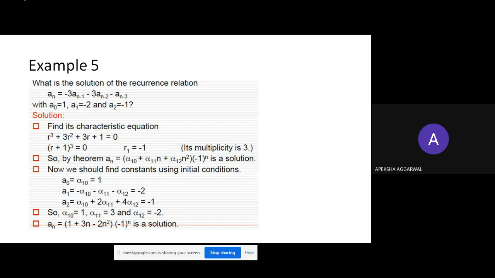Here you have three variables: n minus 1, n minus 2, n minus 3. But only one solution you are having. So in that case, three variables: n to the power 0, n to the power 1, and n square.